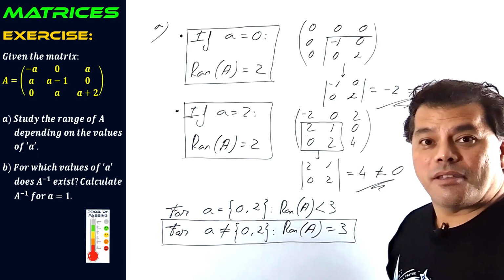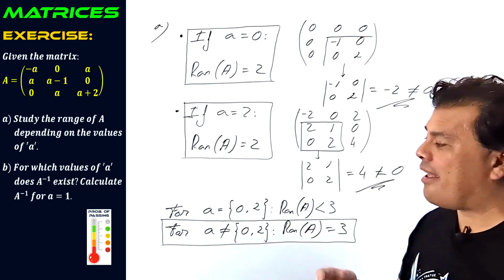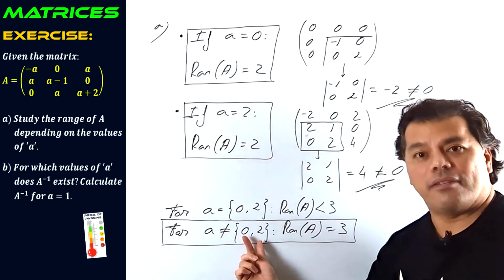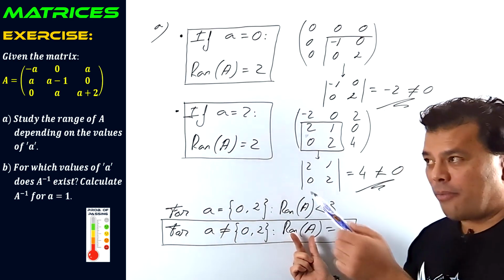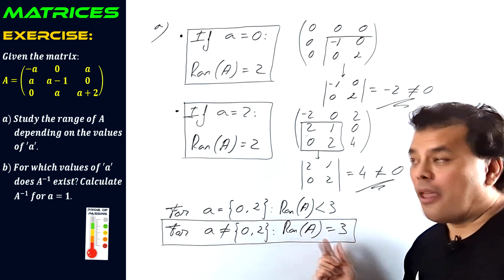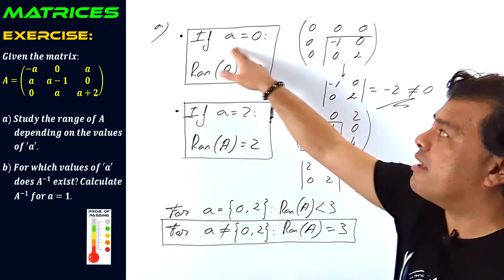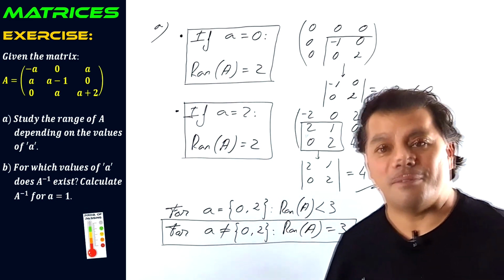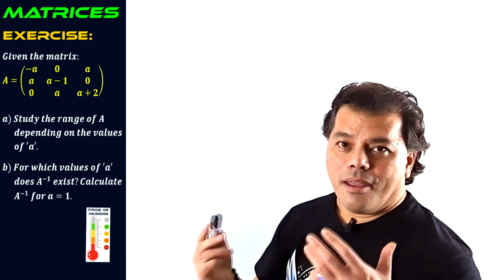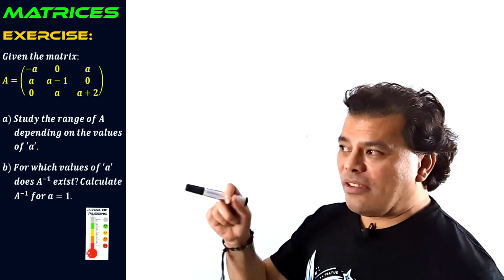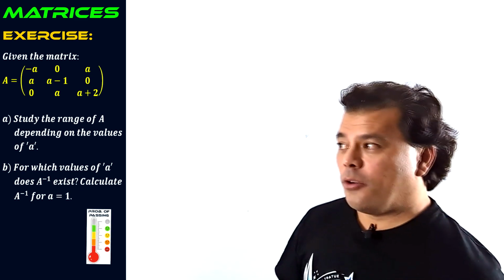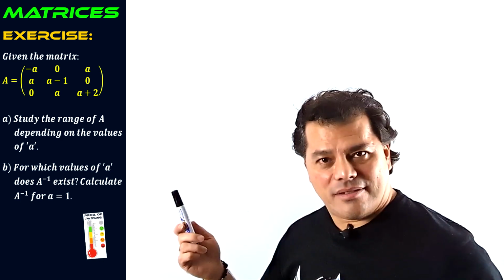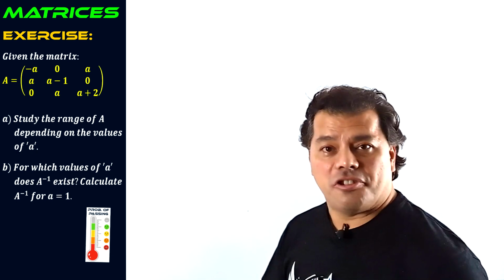So here you have the solution for section A. For the parameter different from 0 and 2, the range of our matrix is 3. But if the parameter equals 0 or equals 2, the range is 2. That's it. And now let's do together the B section, which says, for which values of the parameter does the inverse exist? This is a typical question.